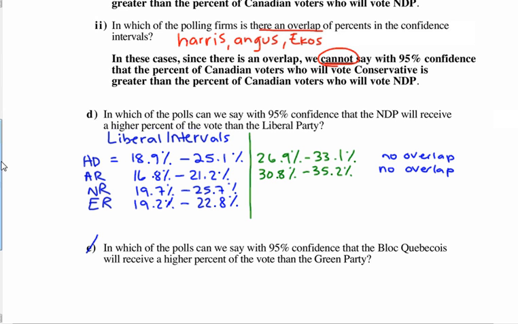The next one is 27.6% to 33.6%. And again, you'll notice there's no overlap. And the last range for the NDP is 19.2 to 22.8.